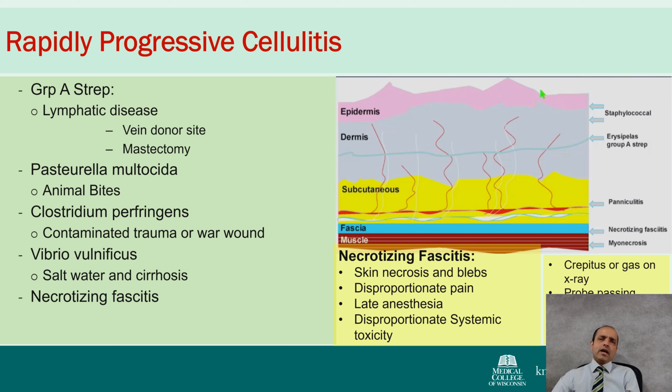Rapidly progressive cellulitis: you see group A streptococcus in the classical patient with lymphatic disease, either status post CABG or status post mastectomy; Pasteurella multocida with animal bites; Clostridium perfringens with trauma; and Vibrio vulnificus. The classical patient is a cirrhotic, playing golf in a coastal area, exposed to seawater, and getting Vibrio vulnificus from the seawater. Since they are cirrhotic, they don't have complement, so they tend to have fulminant disease with Vibrio vulnificus.